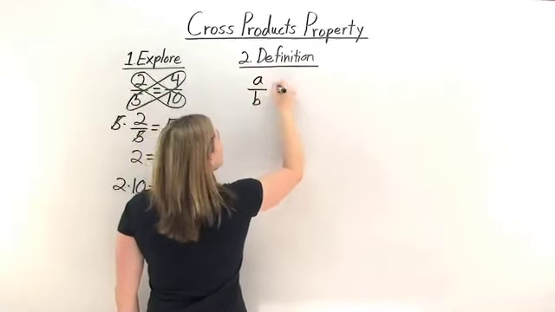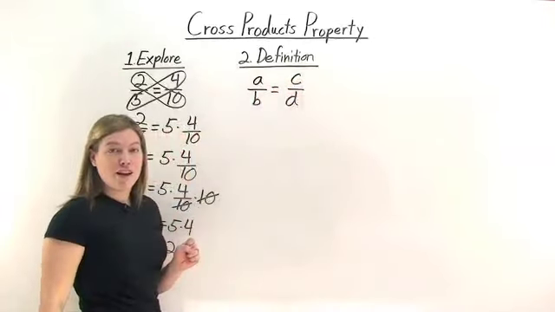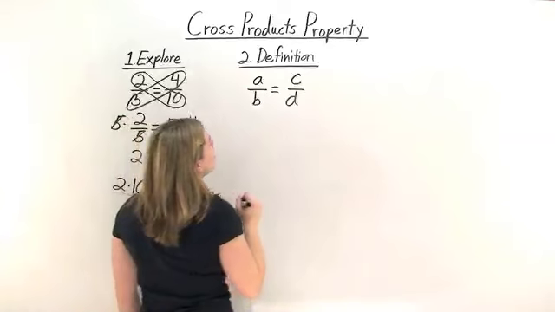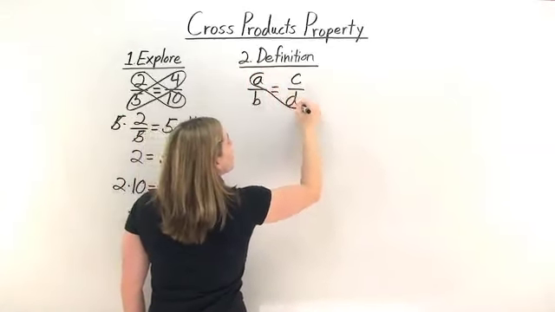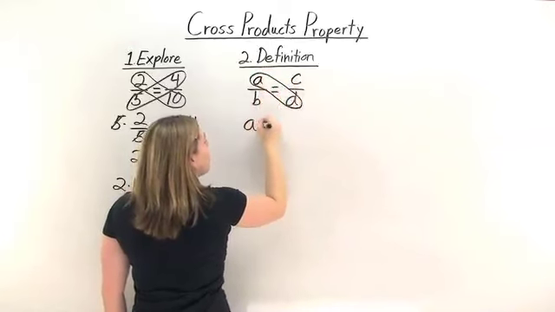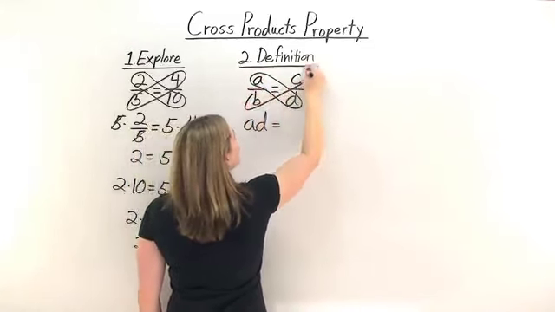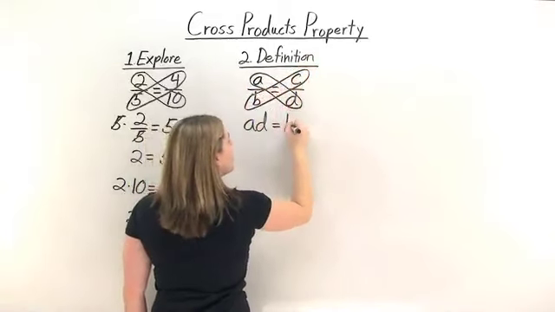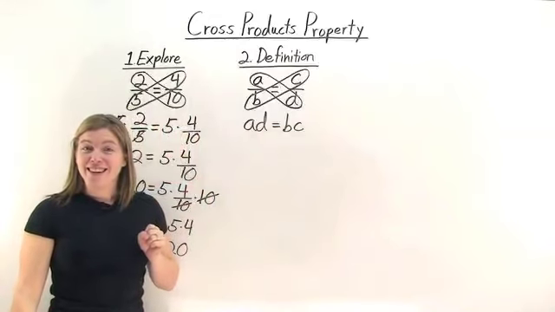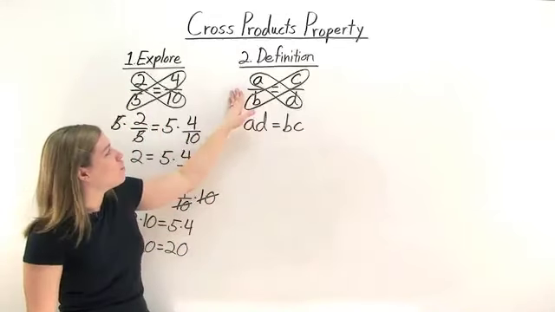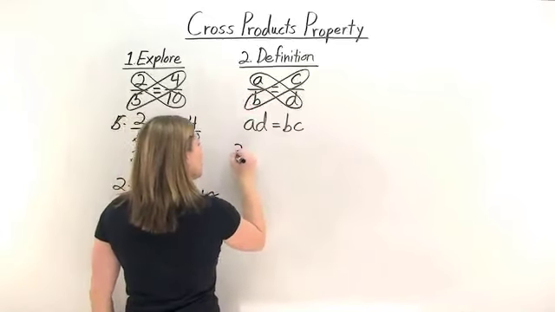Say we have A over B equals C over D. So we have a proportion. Well, the cross products property states that we can take this numerator times this denominator, so A times D, and set that equal to the denominator of this fraction times the numerator of this fraction, B times C, and that's a true statement. Neat. Now, the act of actually carrying out the cross products property is called cross multiplication.